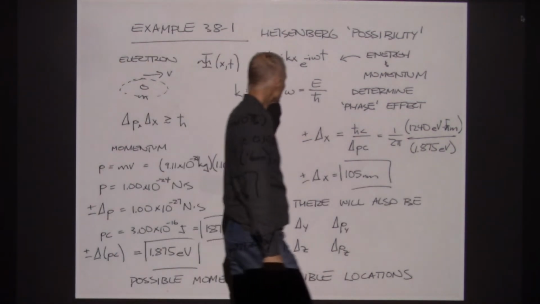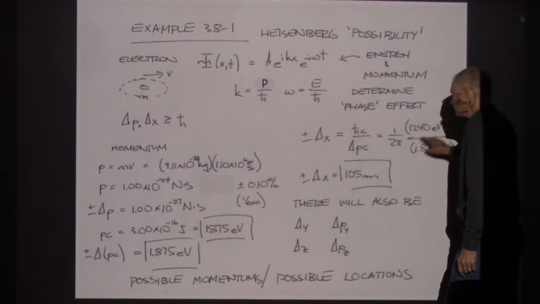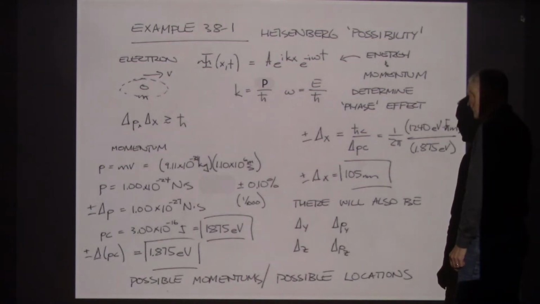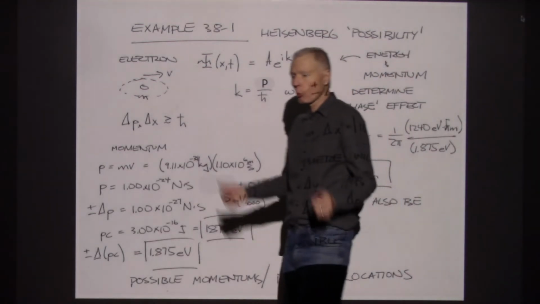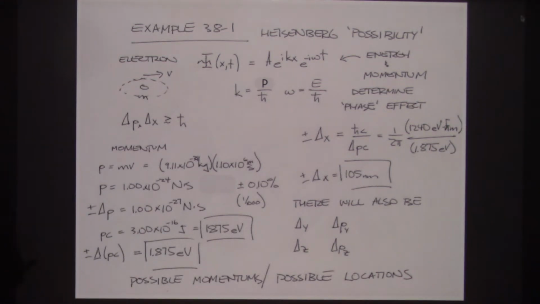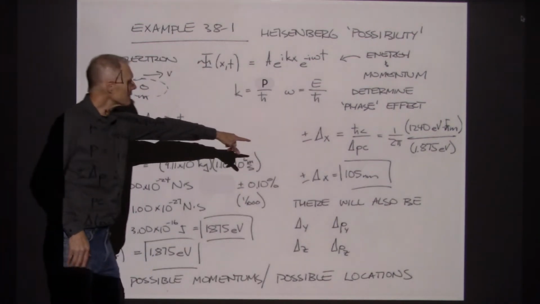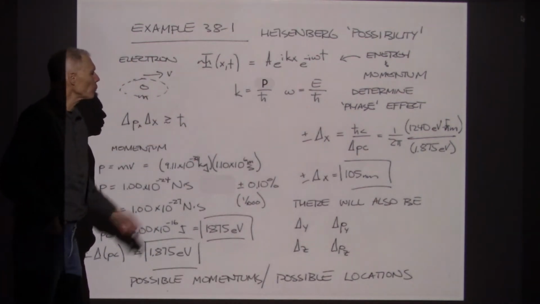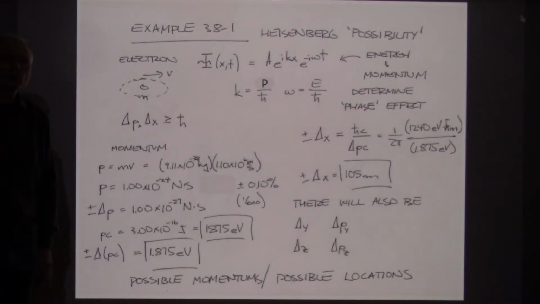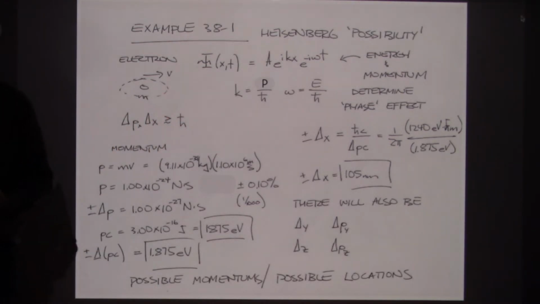And I'm going to solve for delta x. So the plus or minus on the delta x works out to be 105 nanometers. So what that's saying is, for the electron that we're representing, the momentum has this uncertainty of about 1 part in 1,000, and that says that the position then is only well known to within 100 nanometers. So a mathematical representation of this particle predicts that there's a range of locations where this electron could be found.